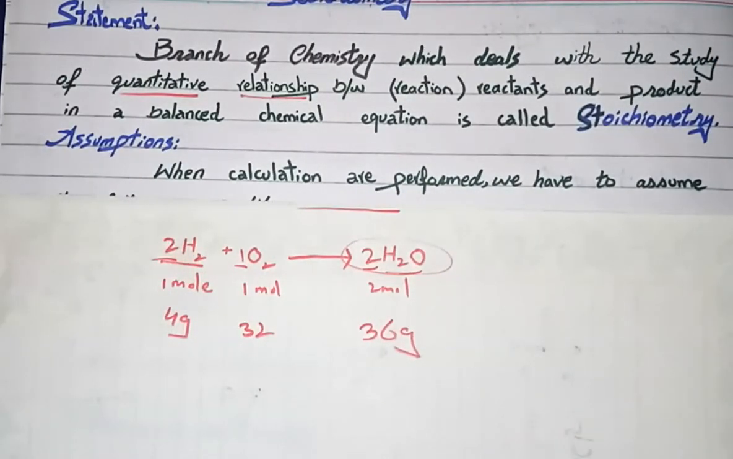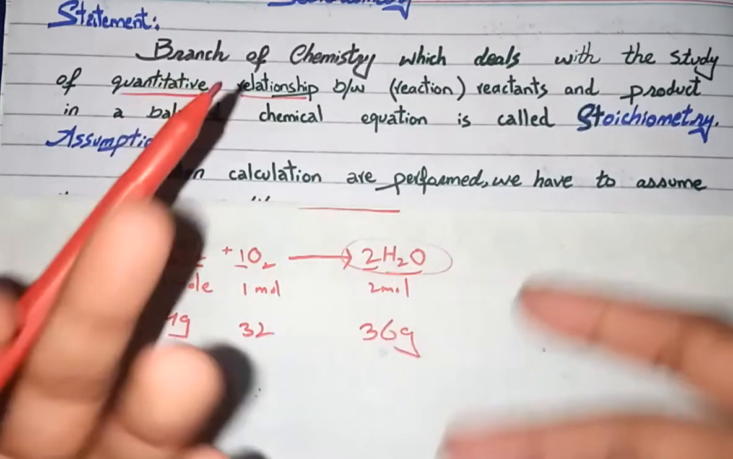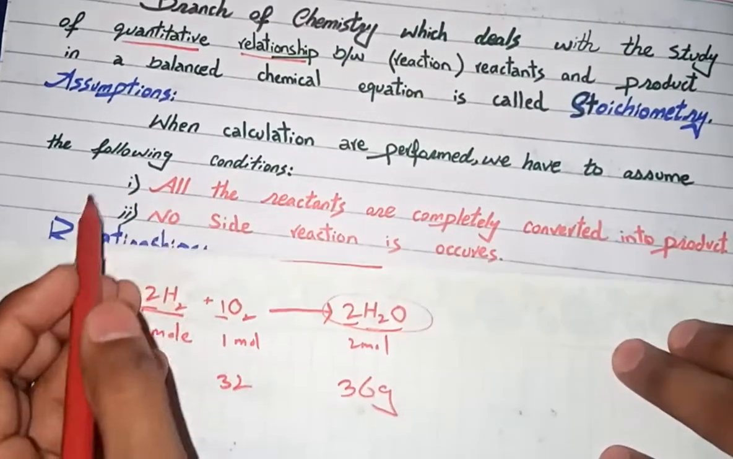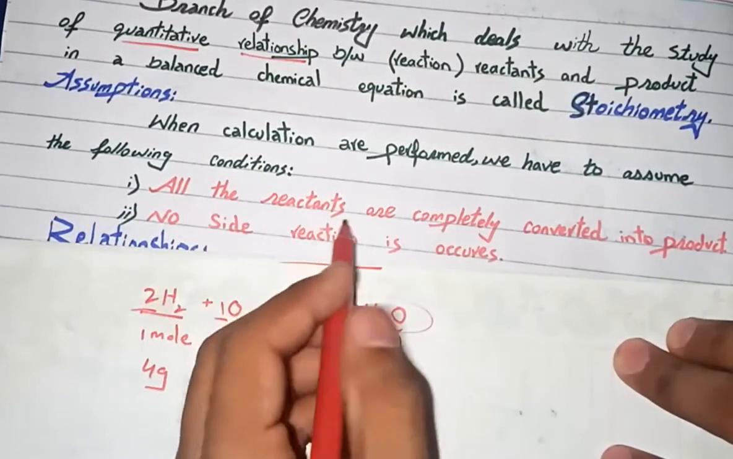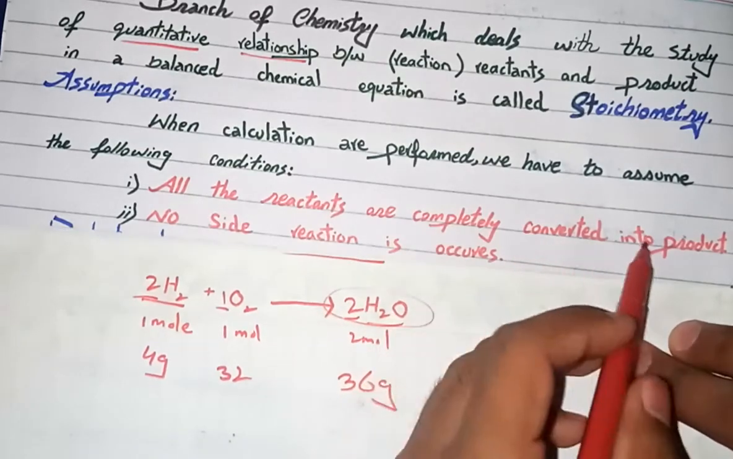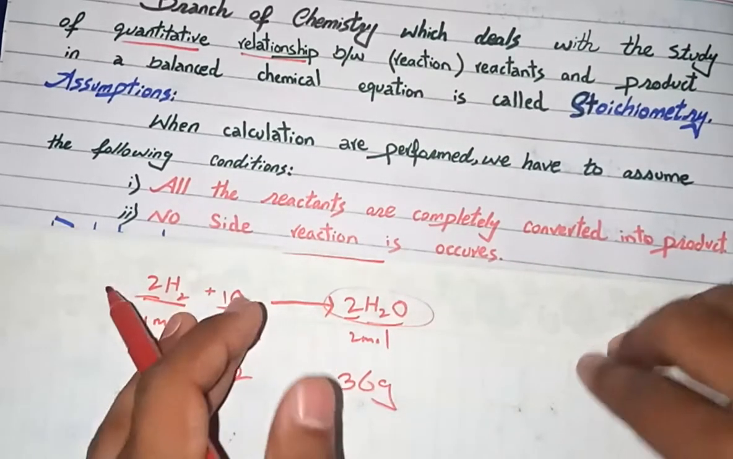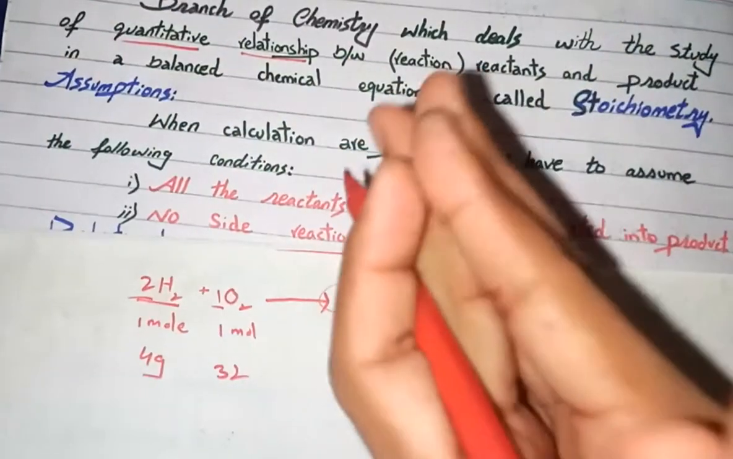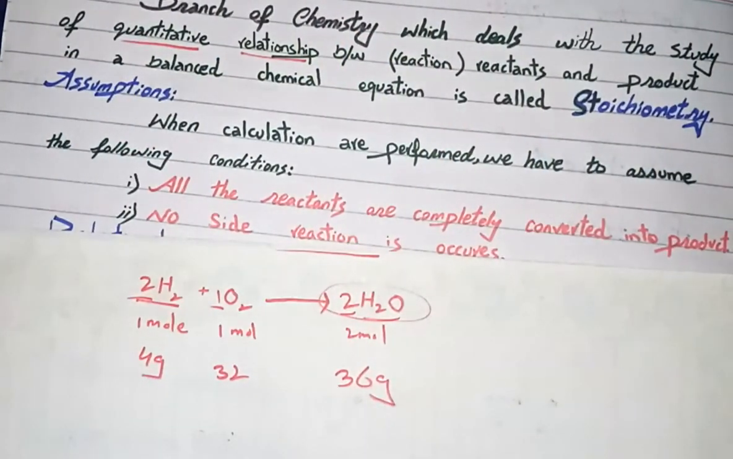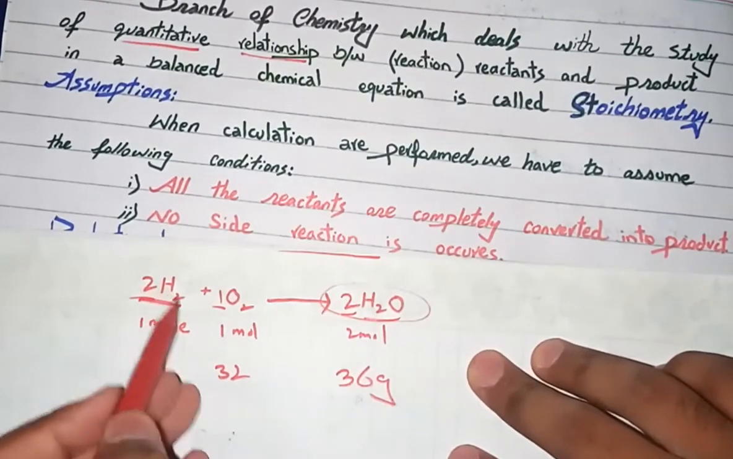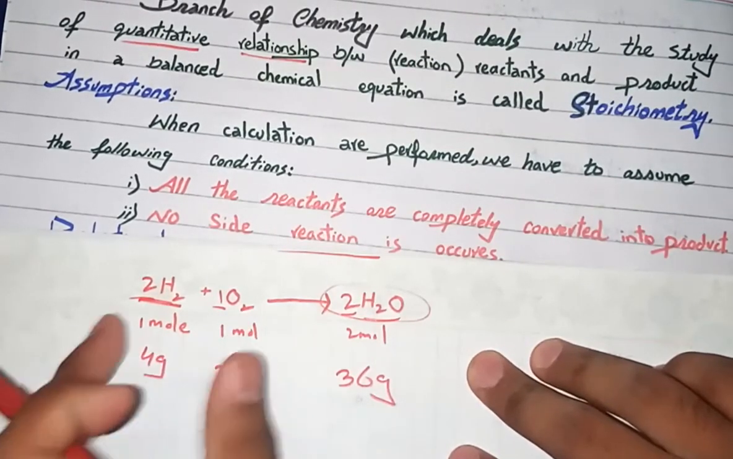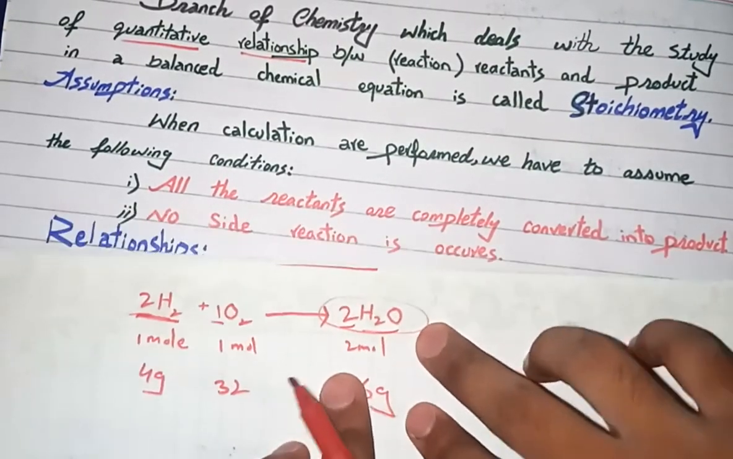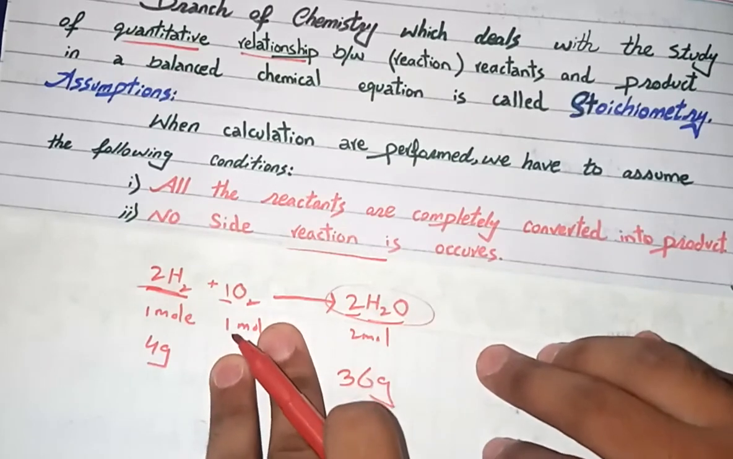When calculations are performed in stoichiometry, we follow some assumptions. First, all the reactants are completely converted into products, meaning all reactants which we use are converted into our products. We take 2 mole of H2 and 1 mole of O2. These reactants are completely converted into 2 mole of products. No side reaction occurs.